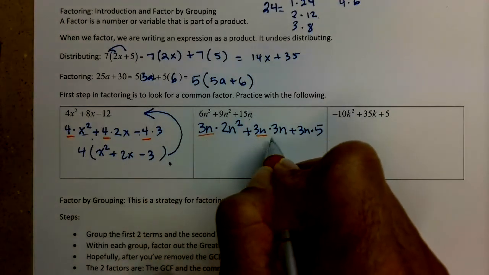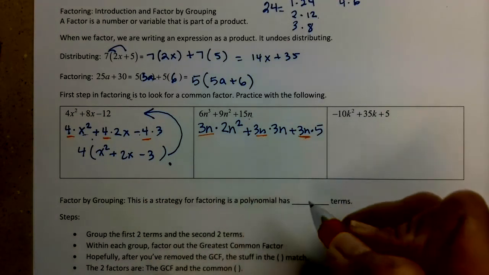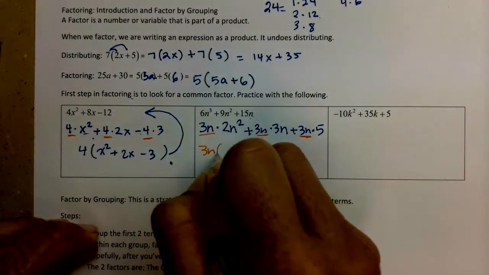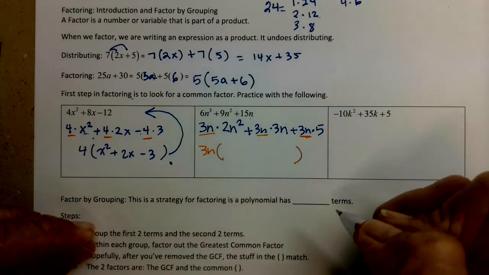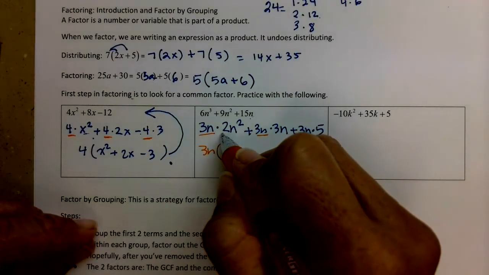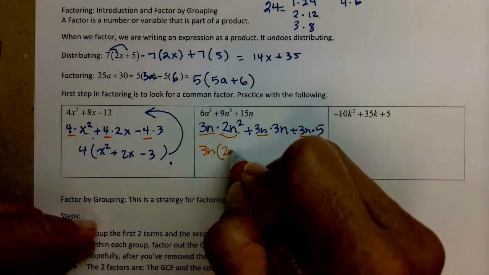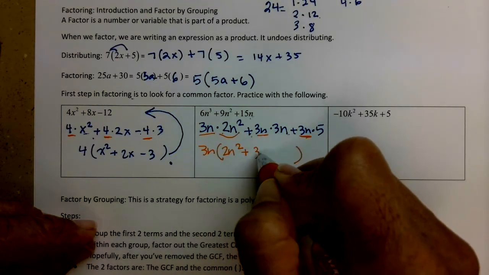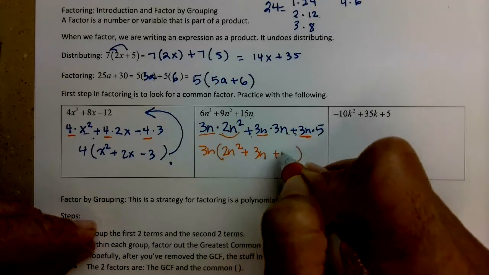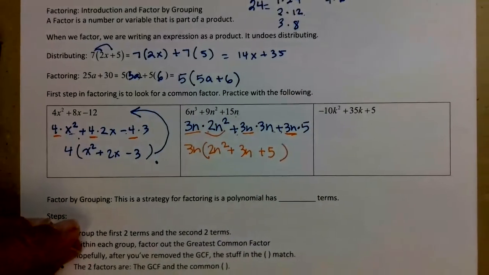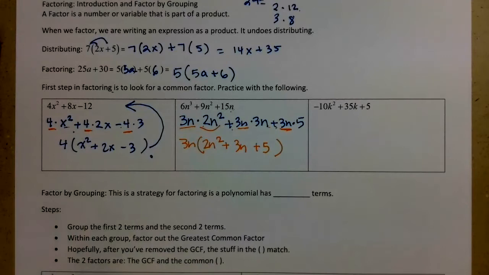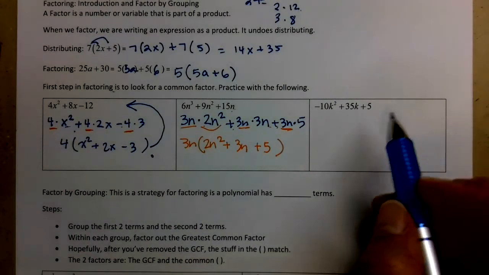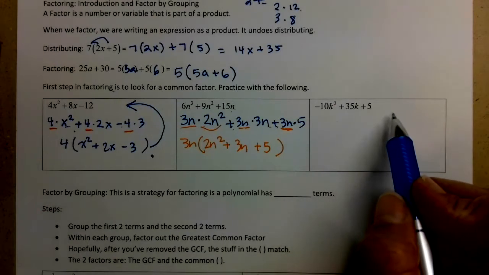Just take one of those in the middle term. So there's the common 3n. Go ahead and grab those and pull them to the front. There's our common 3n. And then in my parentheses, I take those other pieces. So the 2n squared. I keep the signs. Plus 3n plus 5. Okay, well, why don't you take a second, pause, and see if you can get this next one. Okay, so my common factor is 5.